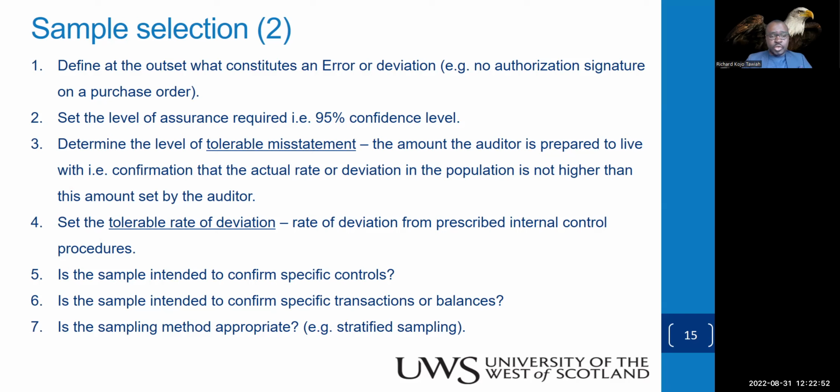So set your tolerable rate of deviation. It is always set plus or minus something, okay? This is the rate of deviation from prescribed internal control procedures. Now, is your sample intended to confirm a specific internal control system? Is it intended to confirm specific transactions and balances? The method you are using, is it appropriate? Are you using random sampling, stratified sampling, block sampling? Is it ideal for what you are testing?